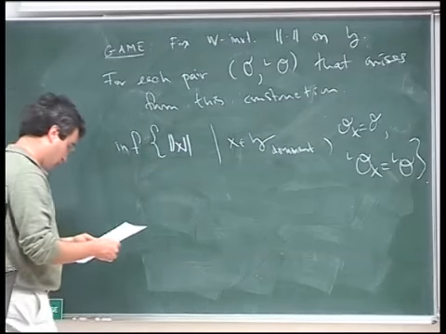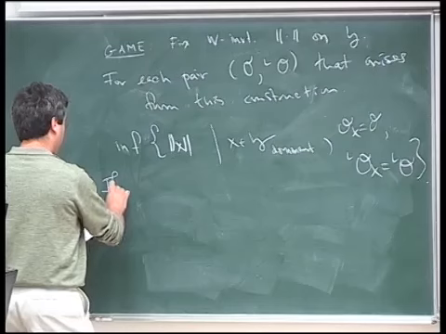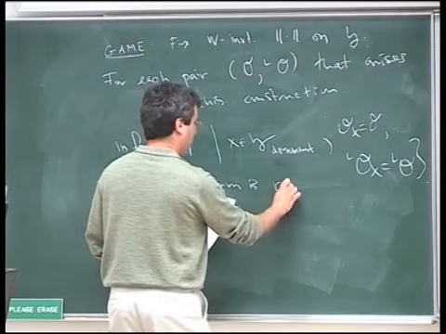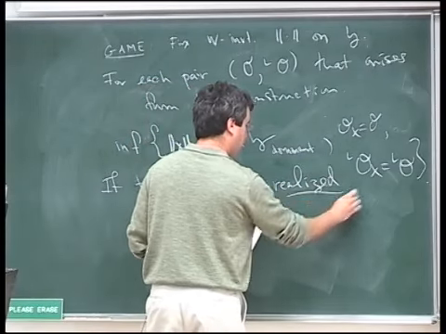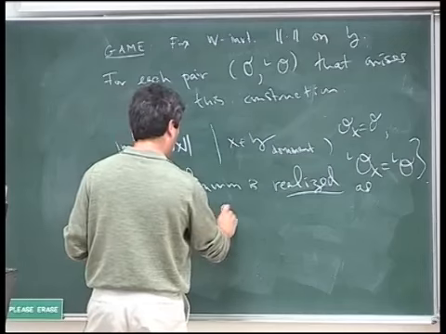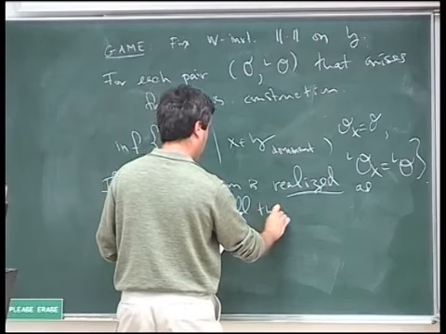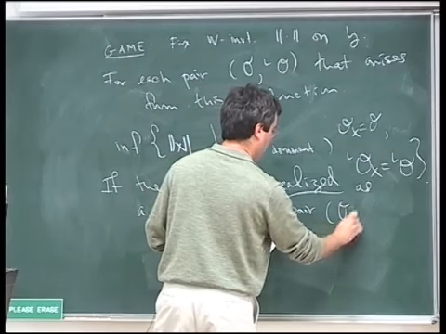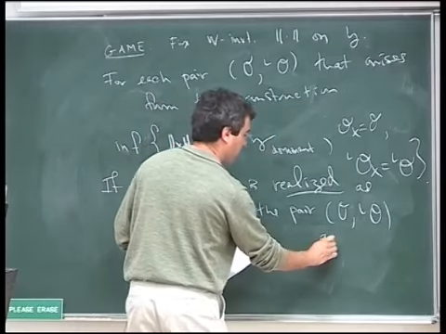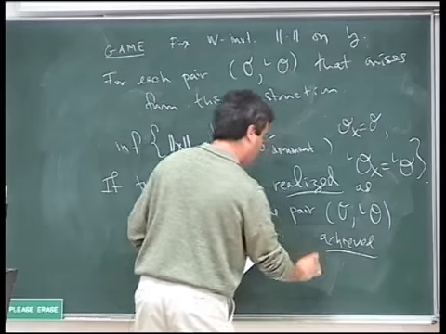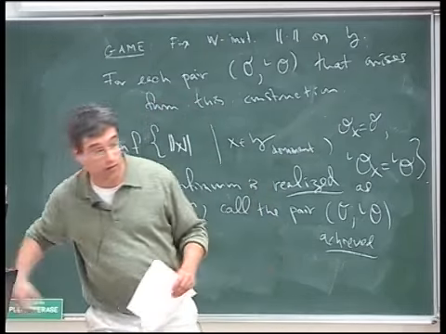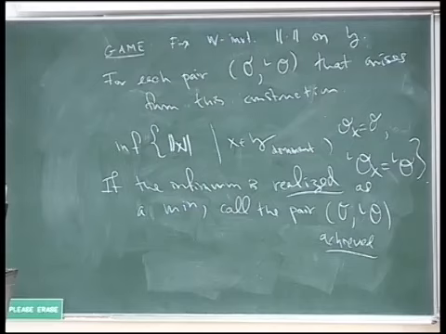So if the infimum is realized as a minimum, I guess we could call the pair O, LO, well, every adjective has been taken. Nice, special, we'll just say it's achieved. The pair is achieved, and that's the definition. Take those that are achieved in this way.